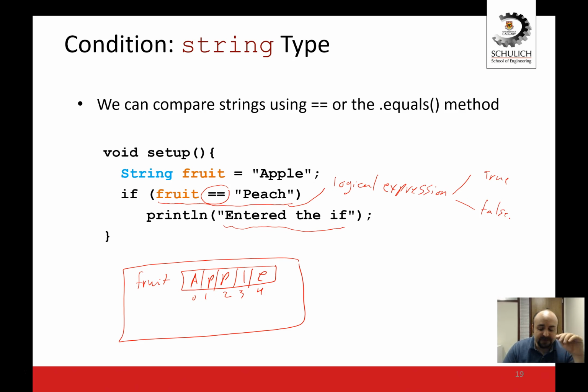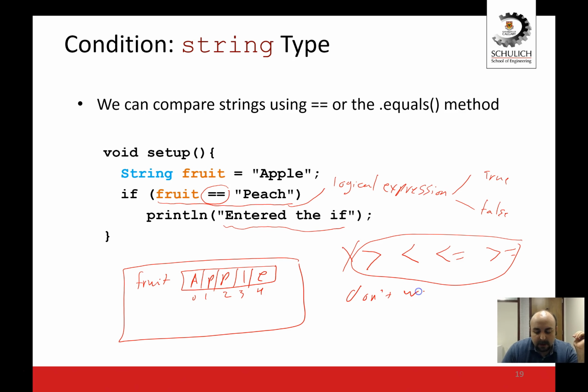If you try to say fruit greater than peach or fruit smaller than peach, so the other comparison operators, these unfortunately don't work for strings in Processing. They work differently in different languages, but they don't work in Processing. So that's really important as well.